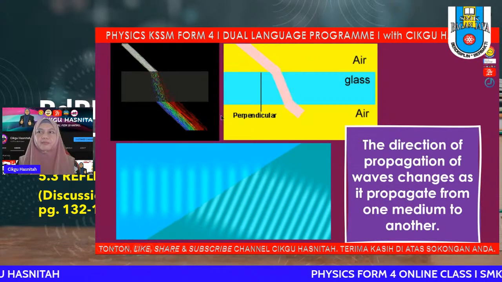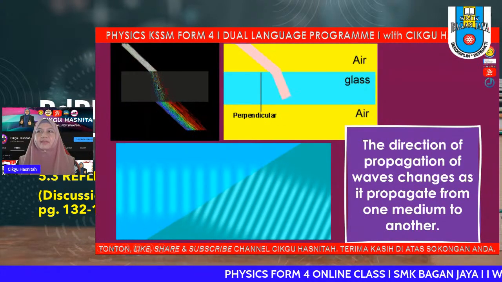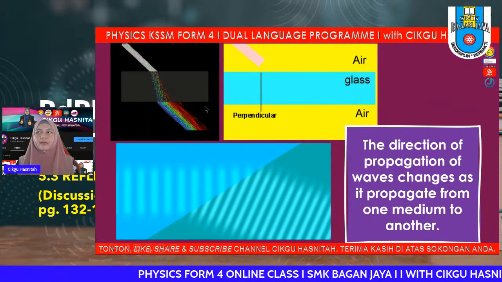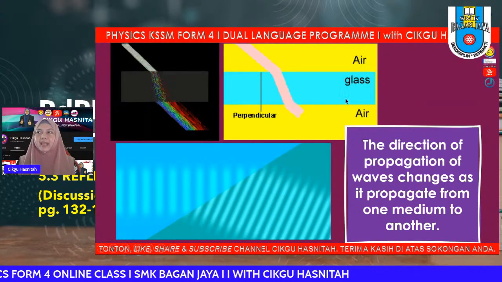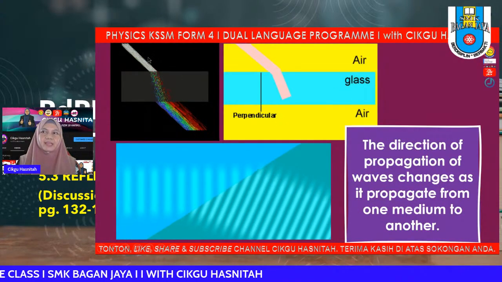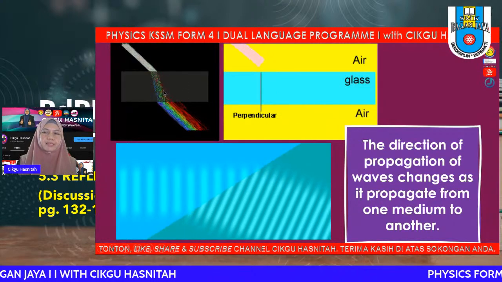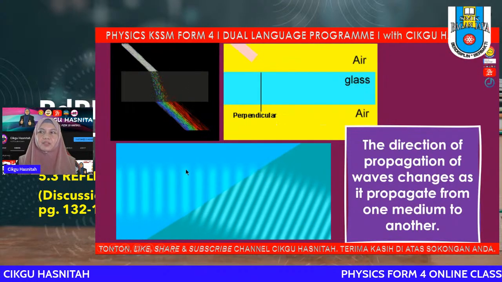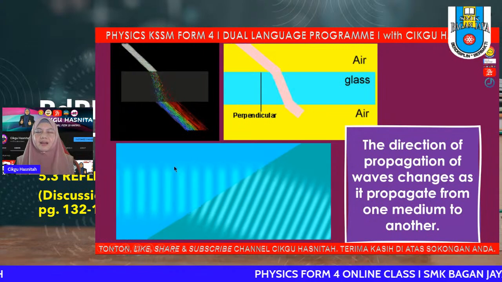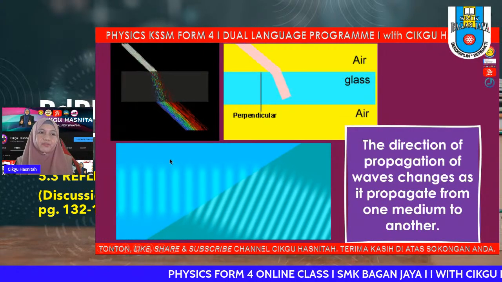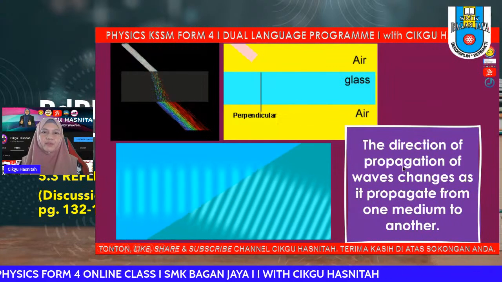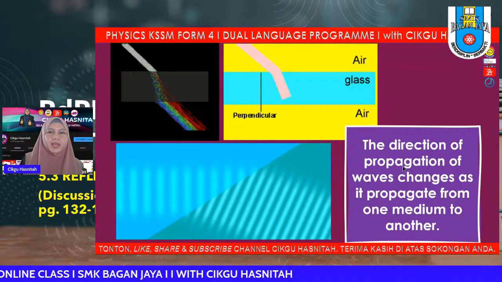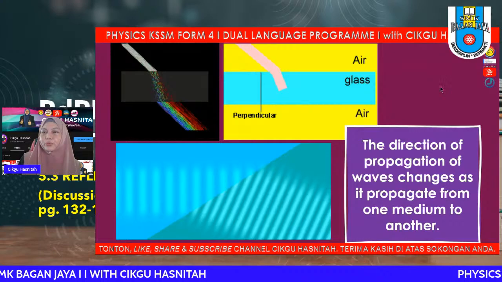Okay, so from one medium to another, from air entering perspex and then going back to air. Air entering glass, entering air. So the medium here is air and glass. Here the medium is air and perspex. Here, if this is water, the medium is water at a different depth. So the direction of propagation of the wave changes as it propagates from one medium to another.